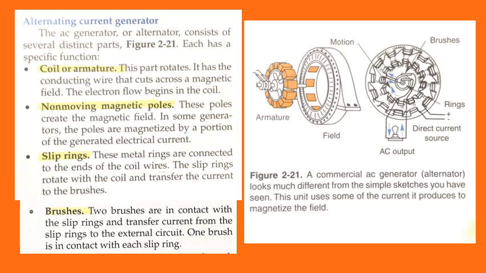Slip rings. These metal rings are connected to the ends of the coil wires. The slip rings rotate with the coil and transfer the current to the brushes. The brushes. Two brushes are in contact with the slip rings and transfer the current from the slip rings to the external circuit. One brush is in contact with each slip ring.